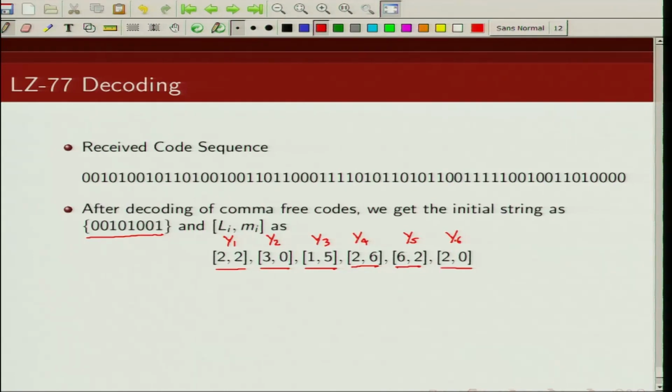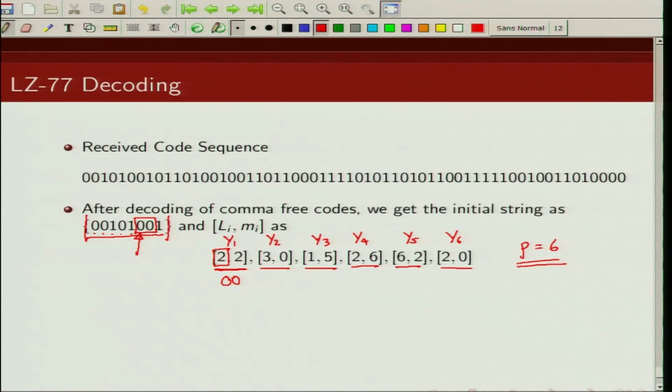And what is the procedure? So I start with initial dictionary, which is this. I look at a match of length 2 which starts at m equal to 2. So m equal to 2 corresponds to p equal to 6. So I look at location number 6. So what is that? 1, 2, 3, 4, 5, 6. So I look at this. So there is a match of length 2 at location index 6 because M is 2. So starting at this location, match of 2 will be 0 0. So what I have found out is the string y1 is 0 0.